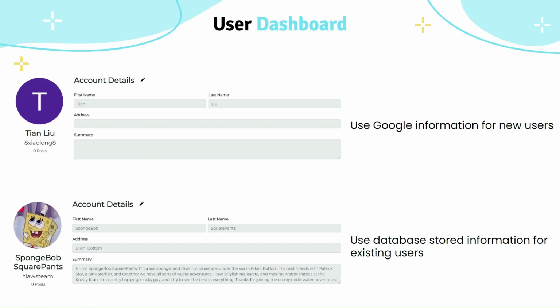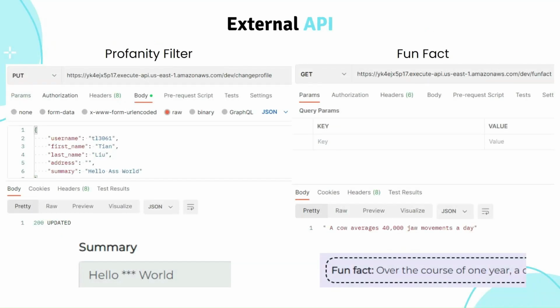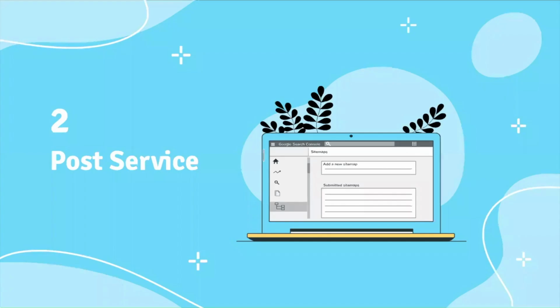The user dashboard will automatically load a new user's Google basic information and retrieve saved data from the database for existing users. We have also implemented two external APIs, a fun fact generator and a profanity filter.